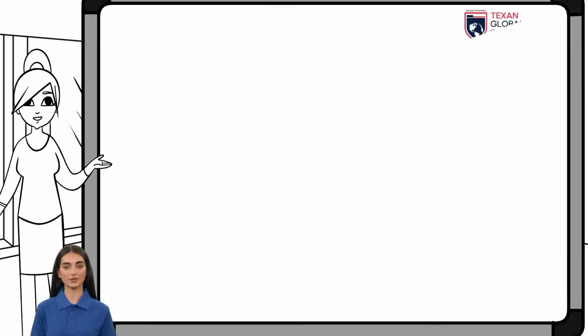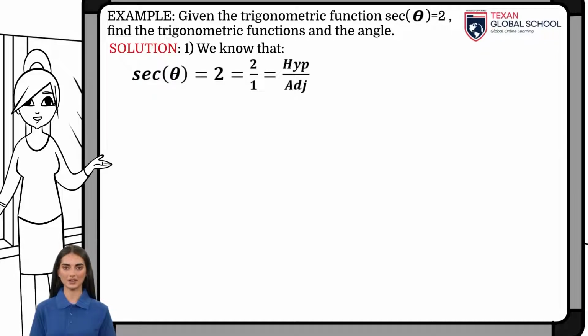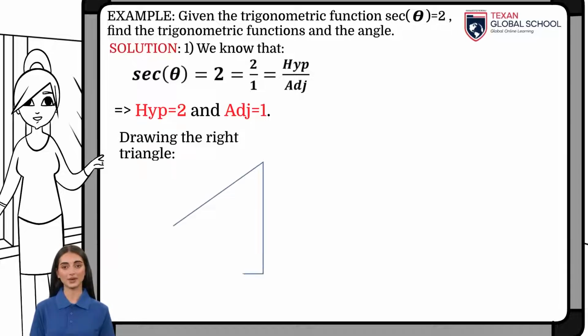In this other example, we will obtain the trigonometric functions with their ratios if the secant of theta equals 2. We will calculate the angle as well, because the secant of theta is equal to the hypotenuse over the adjacent side. If the secant of theta equals 2, the numerator is 2 and the denominator is 1. Therefore, the hypotenuse equals 2 and the adjacent side is 1. We draw any right triangle.